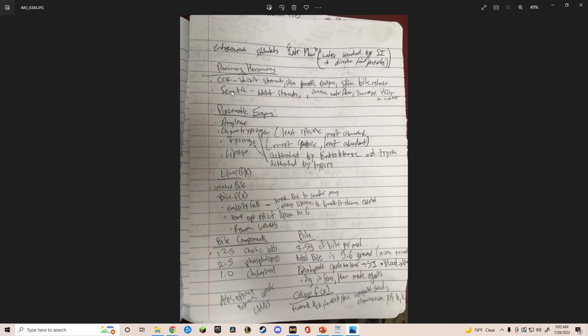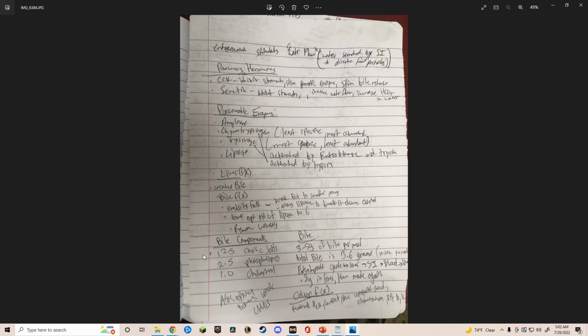Next is the liver. The liver's function is to create bile, and bile's function is to emulsify fats, which means to break fats down into smaller pieces so that the lipase can break them down further. Another function is to lower the optimal pH of lipase to 6. Very important. And remove waste.